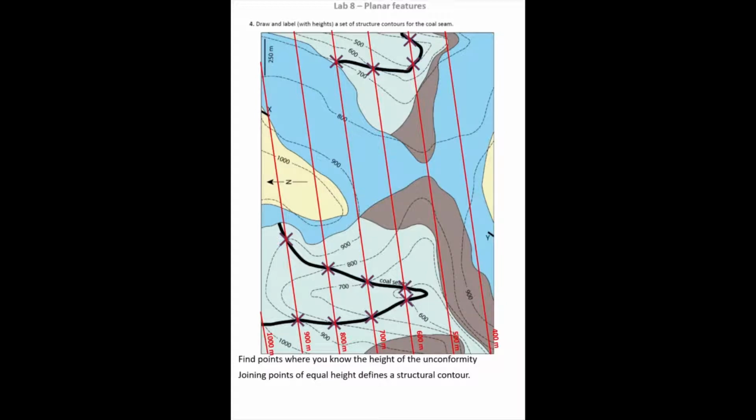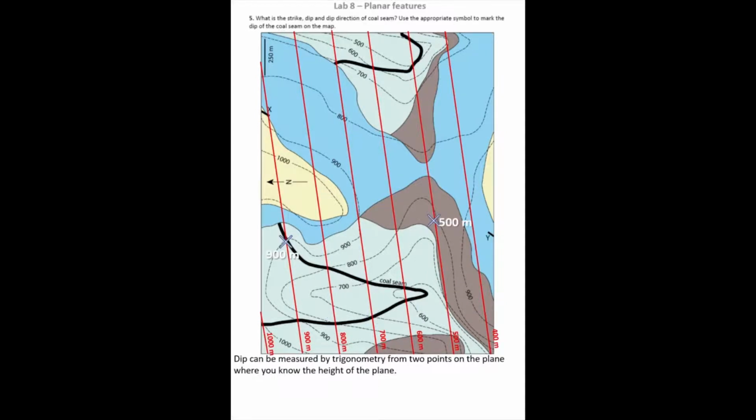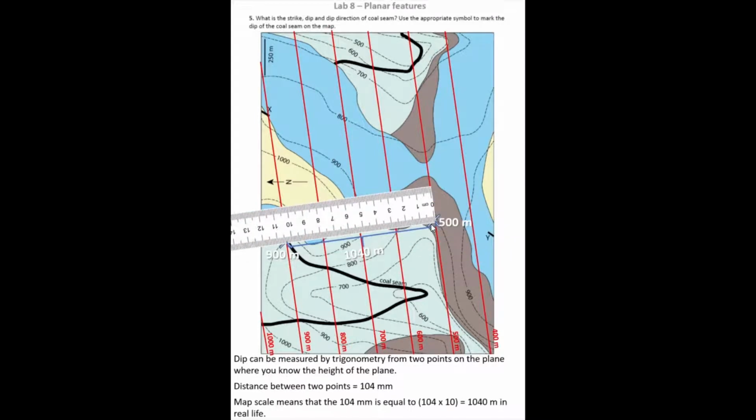And now, again, just so we get some good practice at it, the next question is asking to calculate the strike, dip and dip direction for the coal seam, and to record this appropriately. So again, what we do is take two points along the plane of that coal seam that we know the height of. So let's say here and here we know it's at 900, we know it's at 500 meters height there. We measure that distance between them, and that comes to 104 millimeters.